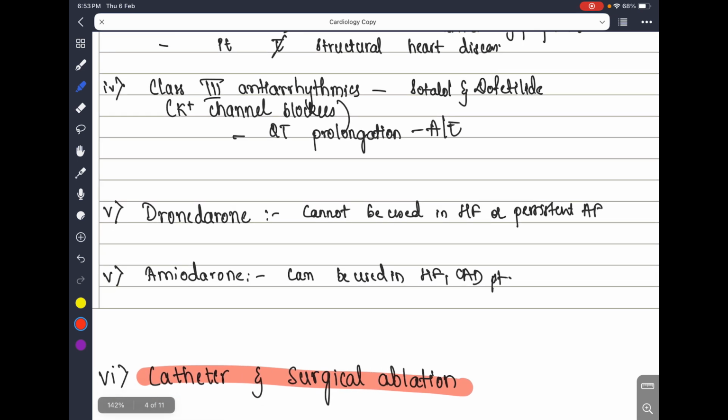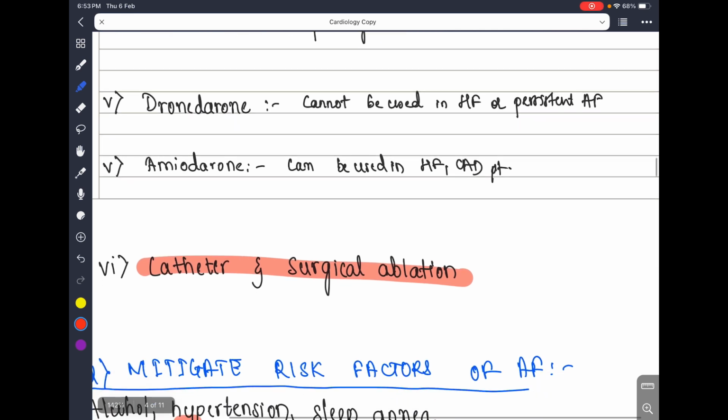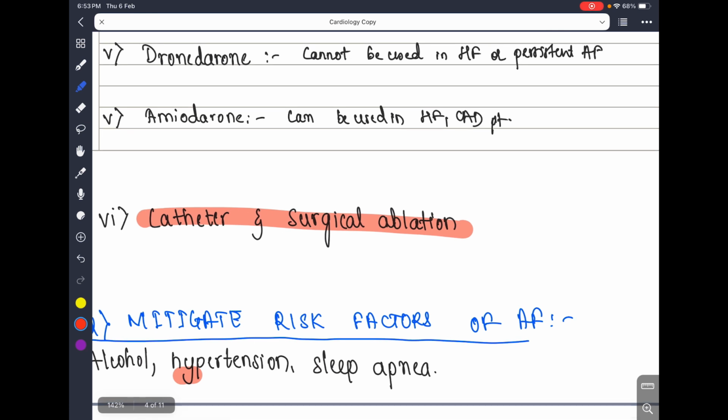If there is no improvement with cardioversion and antiarrhythmic drugs, go for catheter and surgical ablation. Then mitigate risk factors for atrial fibrillation. So this is in brief about treatment of atrial fibrillation.